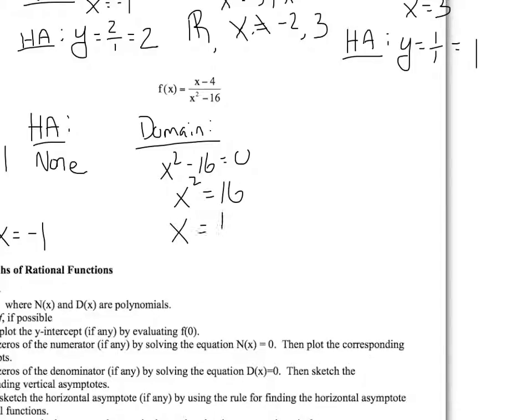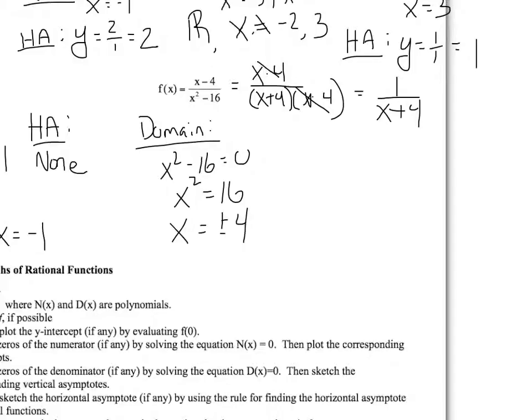Give me 1 sec. You get x squared equals 16. Take the square root of both sides, and you get x equals plus or minus 4. Now, for the asymptotes, before I can start those, I have to factor and cross off common factors. So in the denominator, I know that factors to x plus 4, x minus 4. X minus 4's cancel, and you're left with 1 over x plus 4.